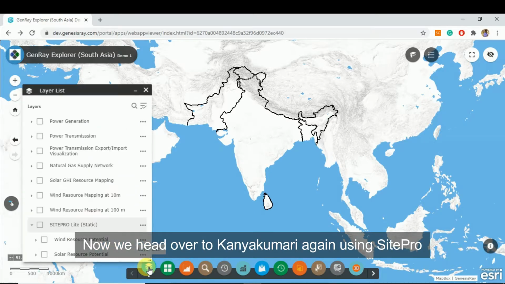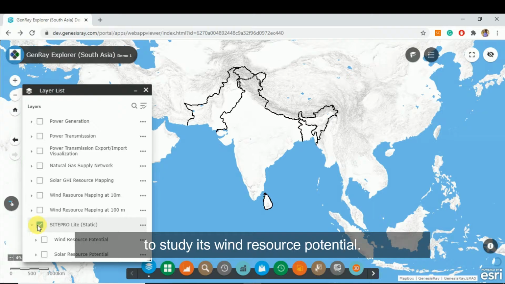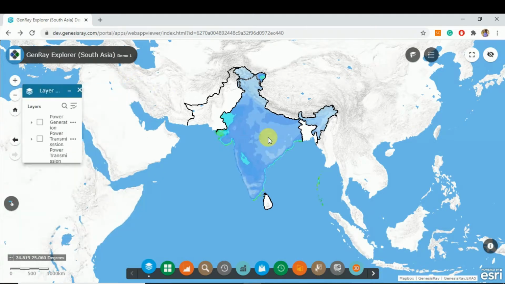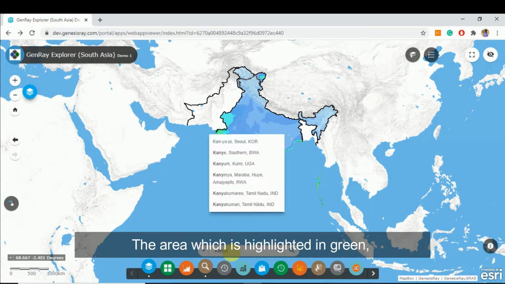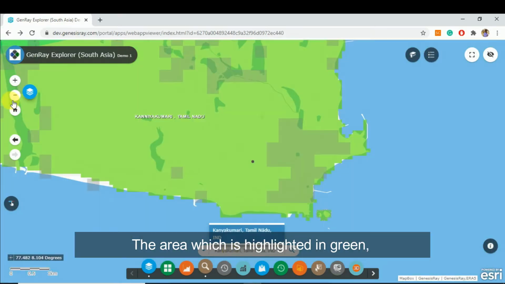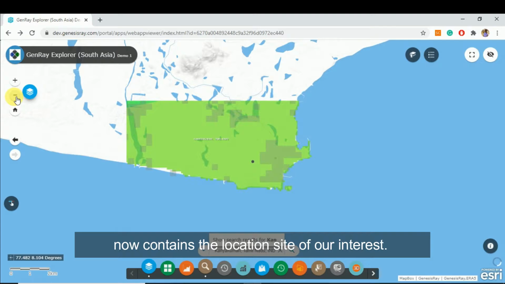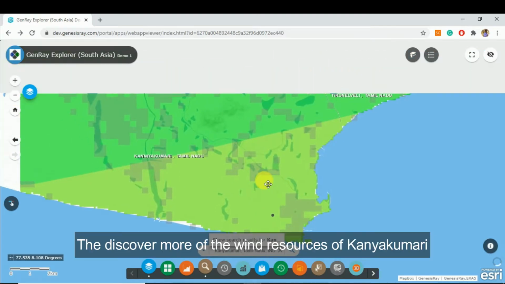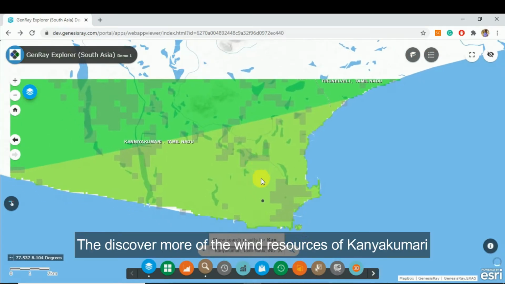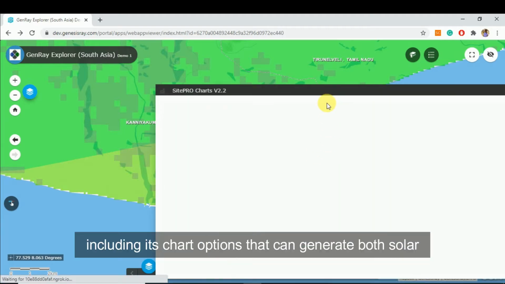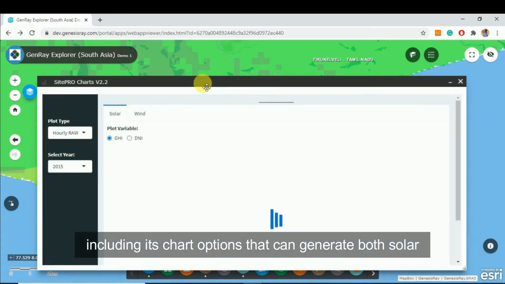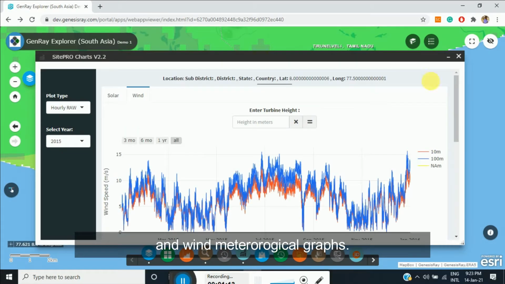Now we head over to Kanyakumari again, using SitePro to study its wind resource potential. With the wind layer activated in blue, we can then zoom into the location of Kanyakumari. The area highlighted in green now contains the location site of our interest. To discover more on the wind resources of Kanyakumari, we can do a single click on the location to activate other options, including chart options that can generate both solar and wind meteorological graphs.